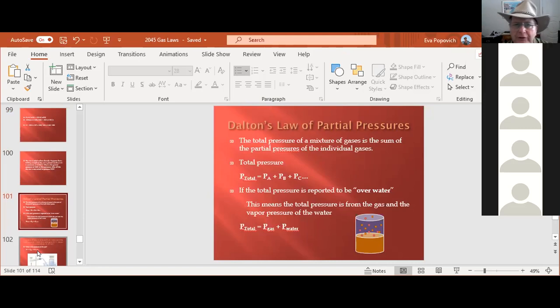All right. The last law we're going to deal with in the gas laws is something called Dalton's Law of Partial Pressures. If you have a mixture of gases, then to get the total pressure of that mixture, you have to add the pressure of each individual gas together. This means if something is reported to be collected over water, the water is also adding some pressure to that volume. So your total pressure is going to be equal to the pressure of your gas plus the pressure of the water.